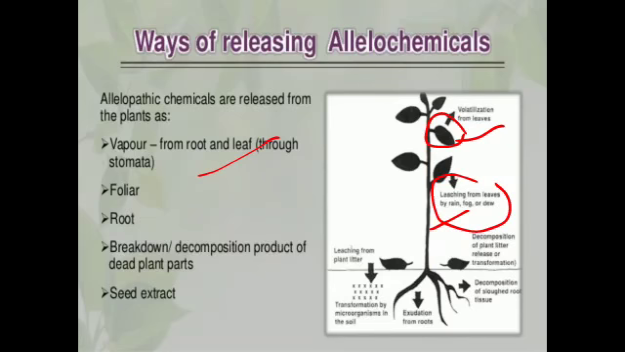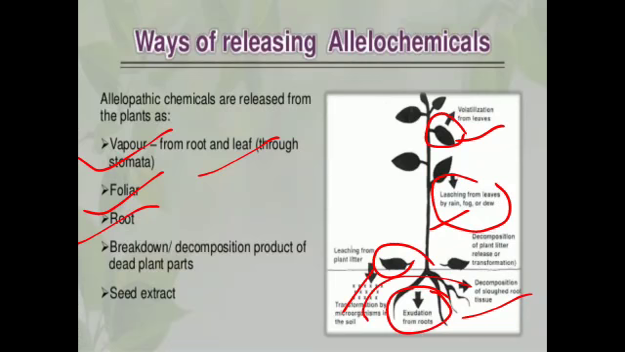Leaves fall in the soil, they decompose and release the transformation products. Then by root decomposition, then exudates from roots, then leachates from the plant litter and transformation by the microorganisms in the soil. So allochemicals are released in vapor form, foliar form, by the roots, then breakdown or decomposition products of dead plant parts and seed extract.